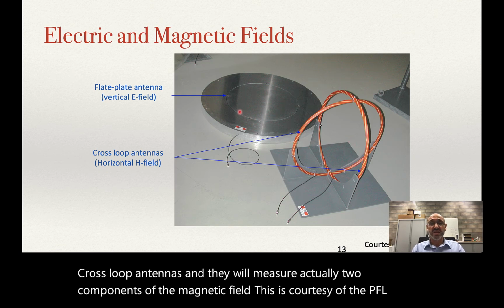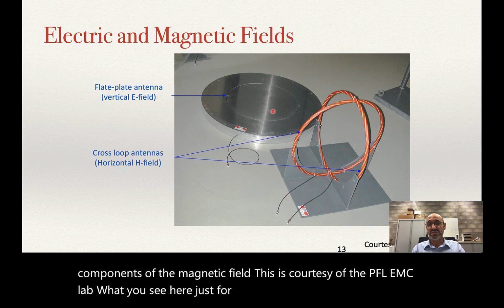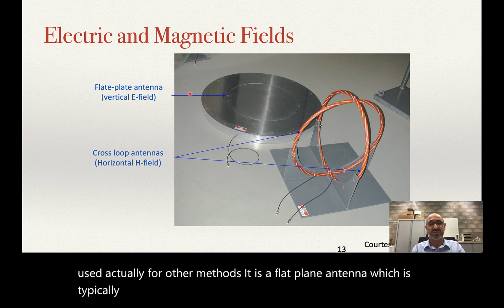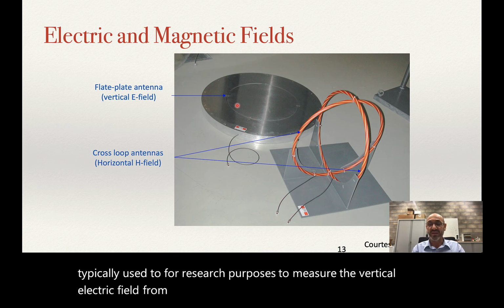What you see here, just for completeness, is used for other methods. It is a flat plate antenna, which is typically used for research purposes to measure the vertical electric field from lightning. You can also use just a whip antenna to do that, or some other type of antenna.